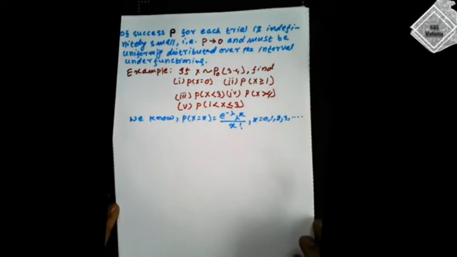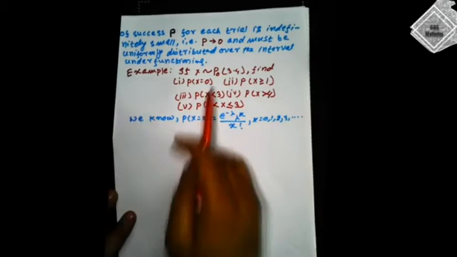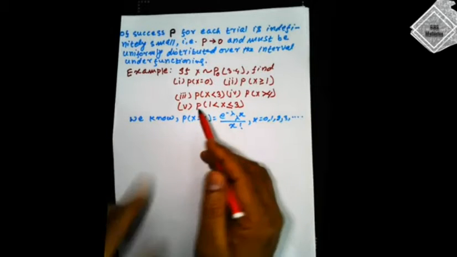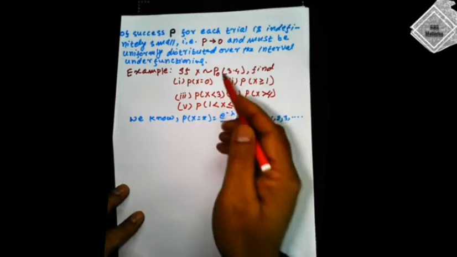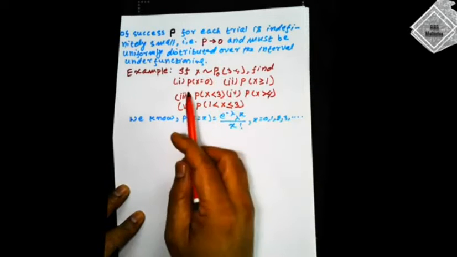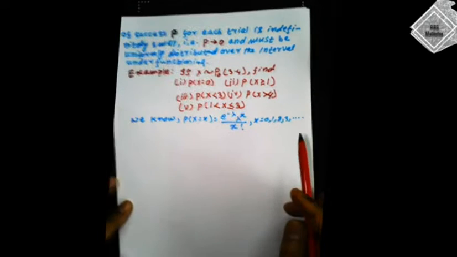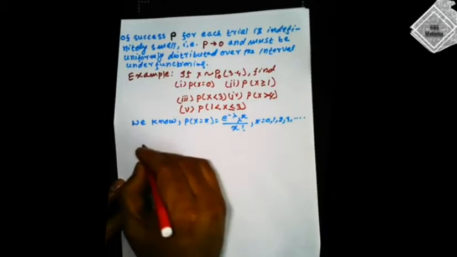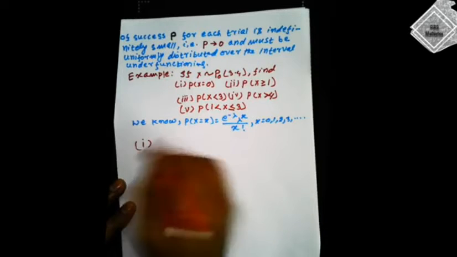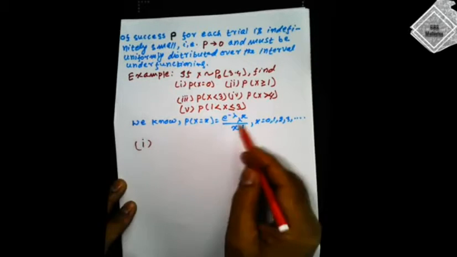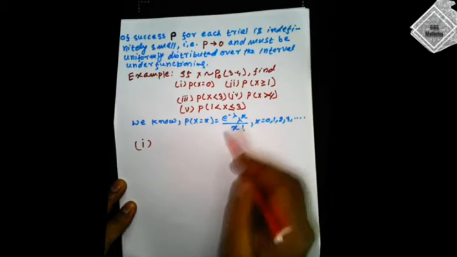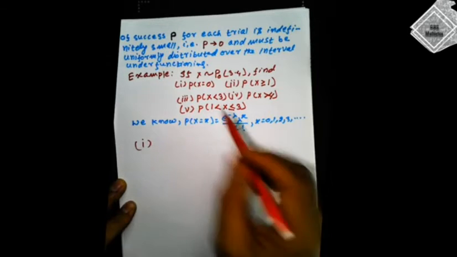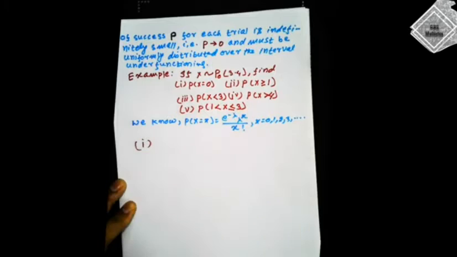Now we shall discuss some examples. I'll solve them here in order to see how the Poisson distribution formula can be applied to the given problem area. So first of all, I'll try question number 1. Here we know that P(X = x) equals this formula, and then we'll use the same formula for each of these problems.